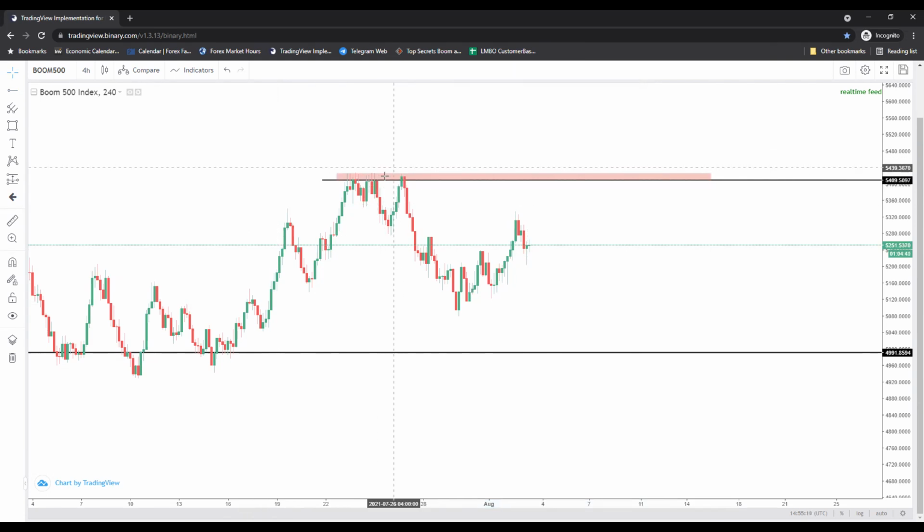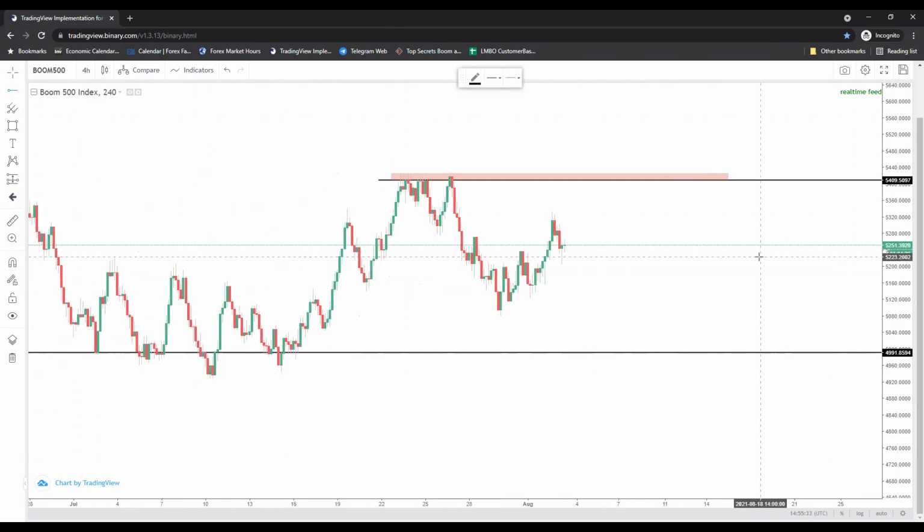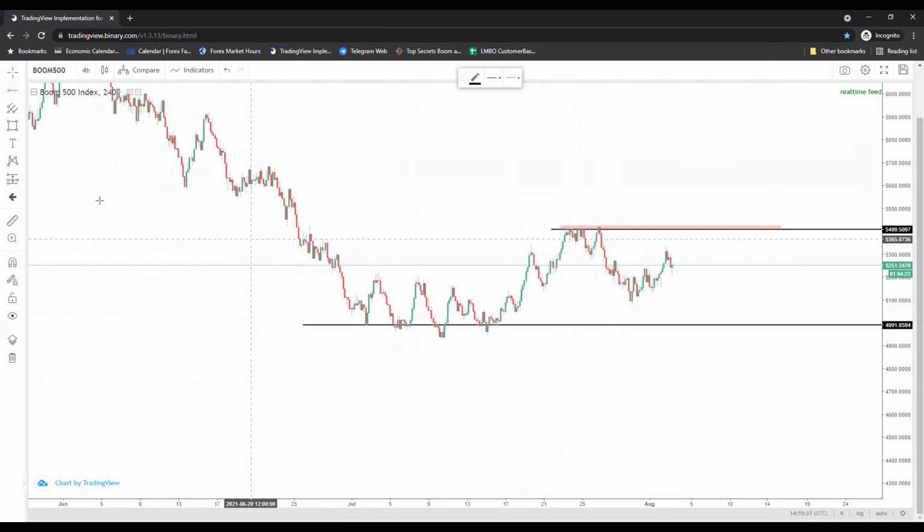So this is my top and this is my bottom. Now where the market is on the 4 hours, market is running over here somewhere. So what we need to do is we need to find the other levels. How do we do that? I need to just squeeze the market and look at the larger scale.